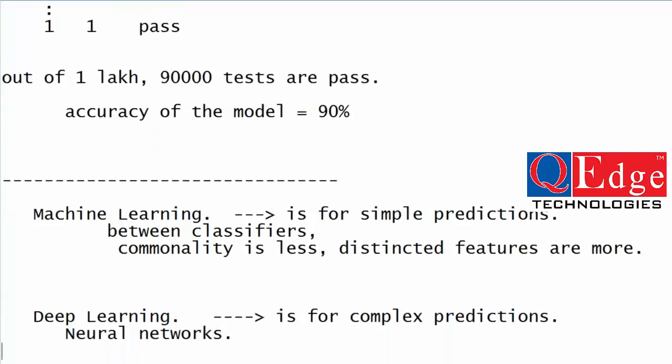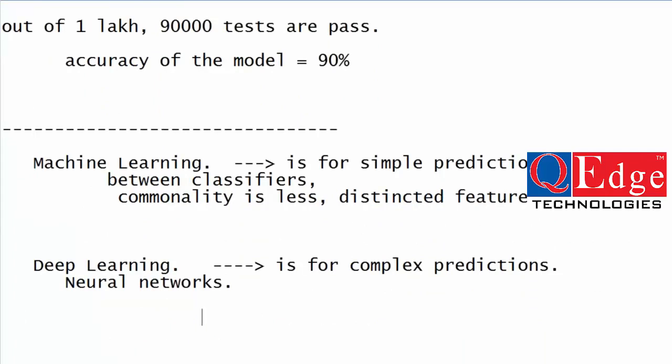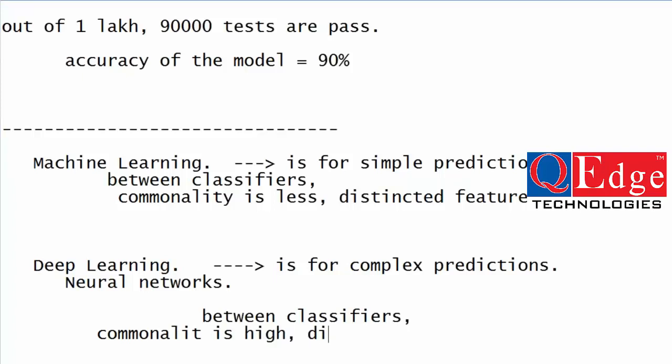So then machine learning will help. And here complex prediction means the opposite, I am writing. Between classifiers, the commonality is very high. That means the distinctive features are very few. So that means more than 90% common features and some 5 to 10% might be the distinctive features that our human brain could not recognize just by seeing the shape. So at that time you need to apply deep learning.